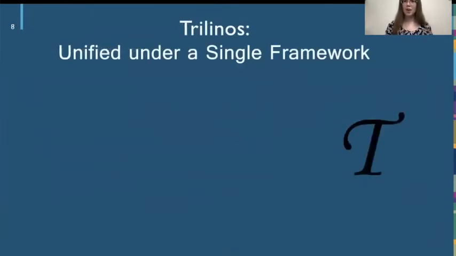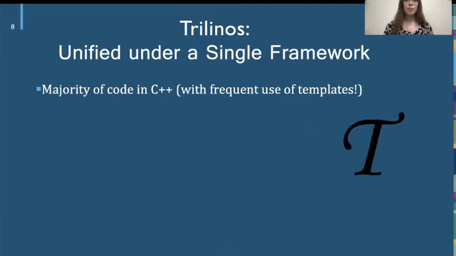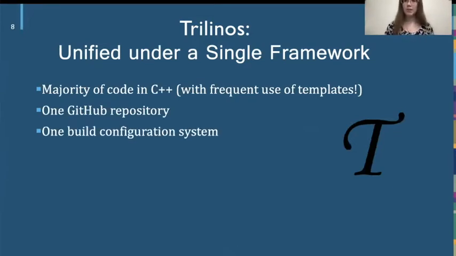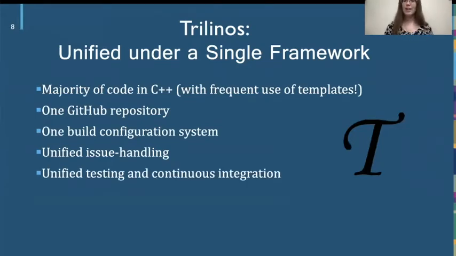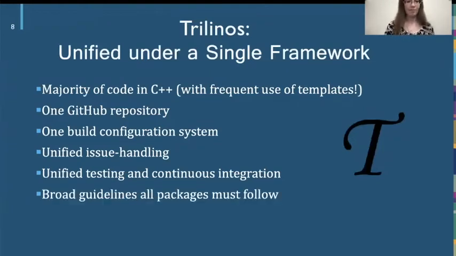In spite of having all of these packages, Trilinos is unified under a single framework. The majority of the code is in C++ with frequent use of templates. There's one GitHub repository, one build configuration system, unified issue handling through the GitHub issues interface, unified testing of all of the packages, and continuous integration. And there are broad guidelines that all packages in Trilinos must follow.